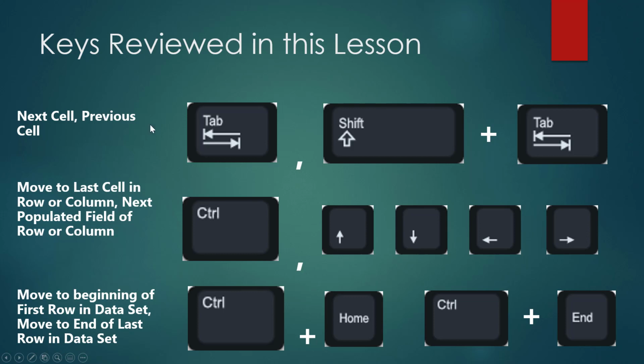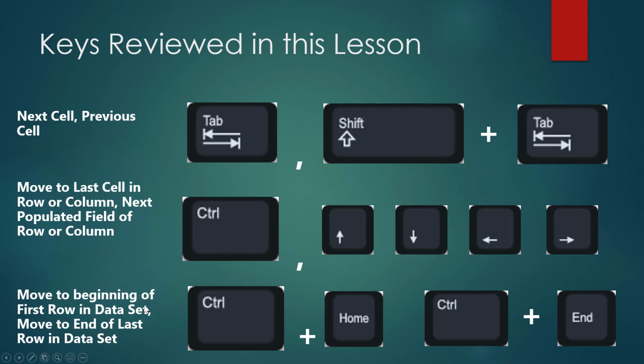Getting to the next cell, and the previous cell with Shift+Tab. A lot of people know they can just tab to cells, but going back, all they have to do is press Shift+Tab. So it's a good one to remember. Moving to the last cell in the row or column: Control, that's how you hop around really fast. And then you can move to the very beginning of a worksheet or the last cell.